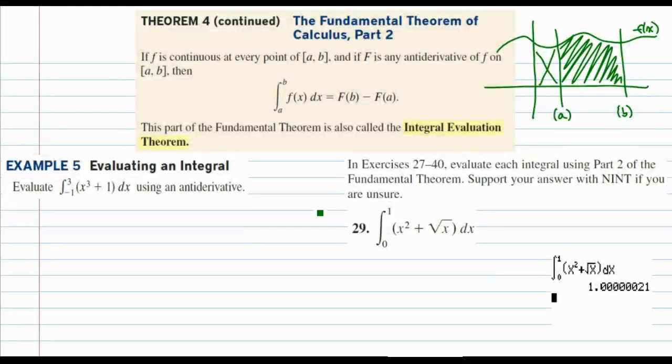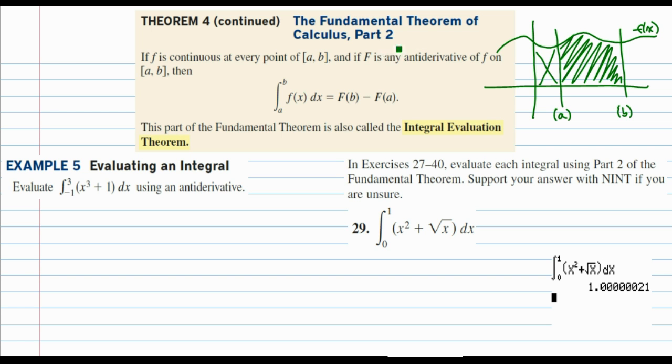This is the screencast for section 5.4, example 5. So the first part of the fundamental theorem of calculus dealt with when one of your limits is a variable, upper or lower limit of integration, and the other one is a constant. Now we're going to move into what if both are constants.